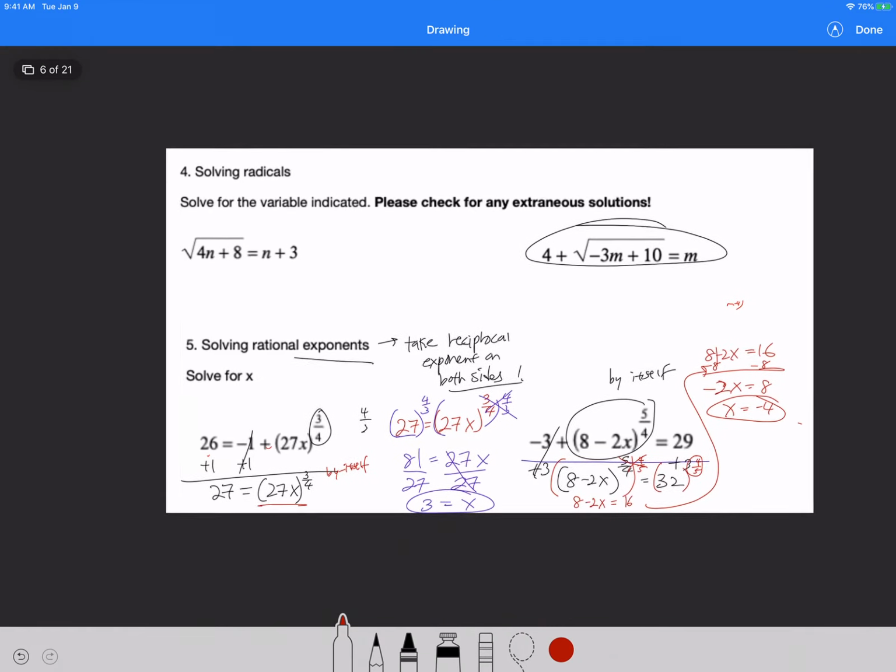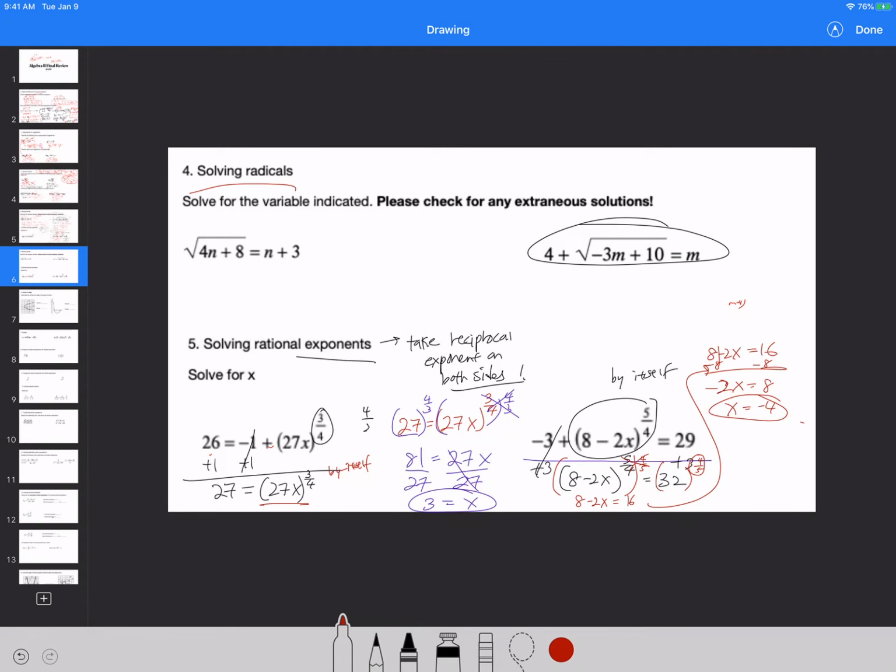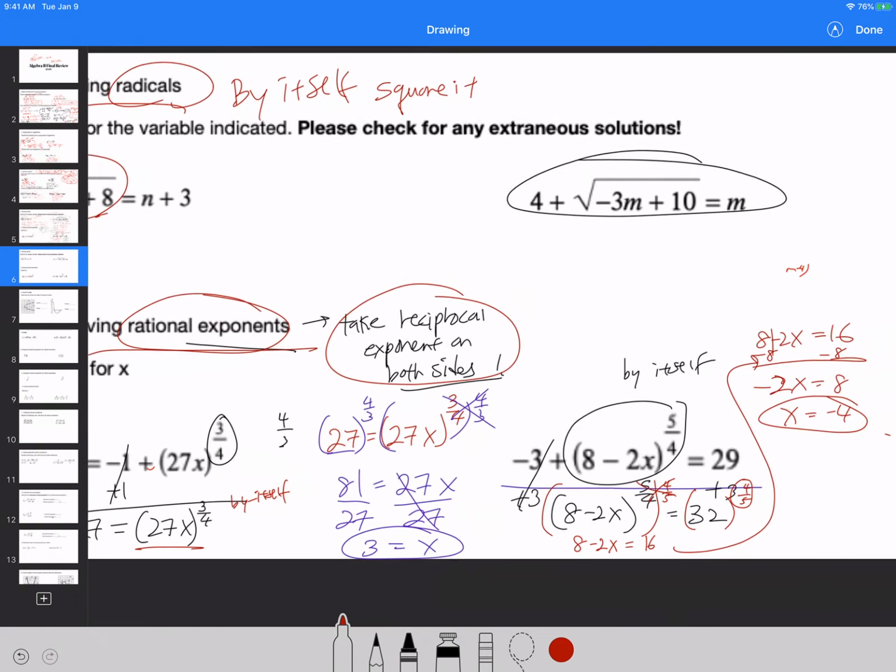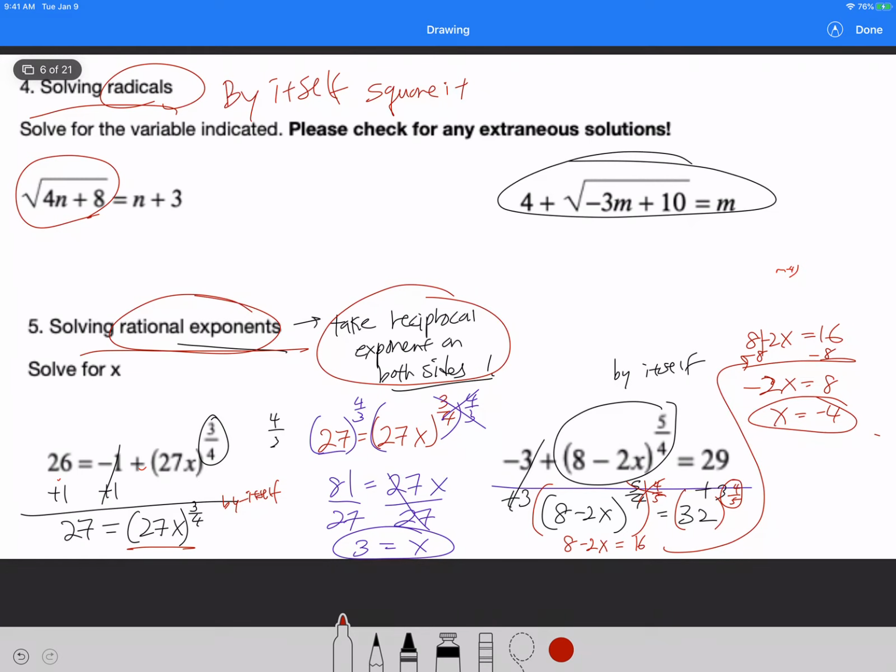Okay. All right. So, solving rational exponents. Remember, with radicals, make sure you get the radical by itself, and then square it. If you're getting rational exponents, make sure that you raise it to the power of the reciprocal exponent. Those are the key magic words here that you need to consider.